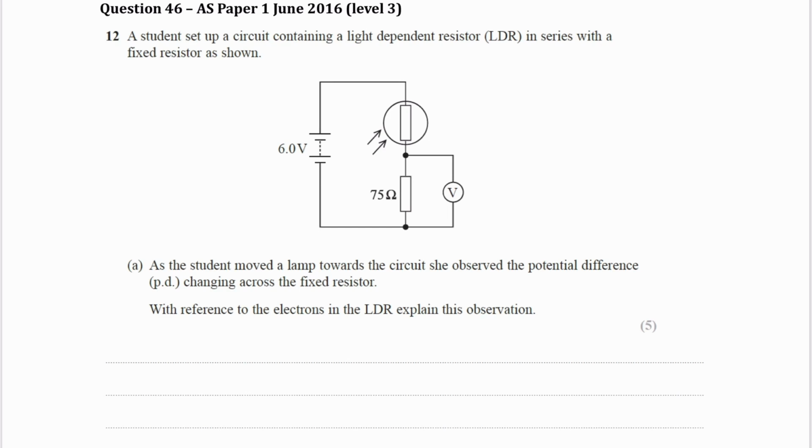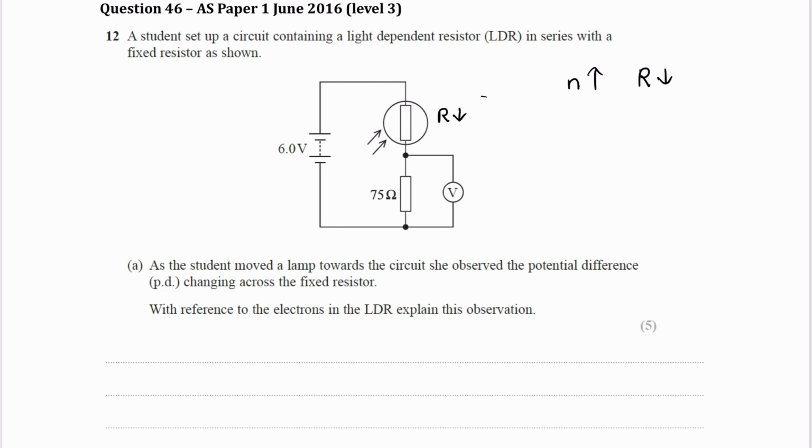So as the light intensity increases, the electrons in the LDR will gain energy and be promoted from the valence band to the conduction band. And when that happens, the charge carrier density increases. If the charge carrier density increases, you have more electrons that are available to go around the circuit as current, and this will decrease the resistance. So the resistance of this component goes down.